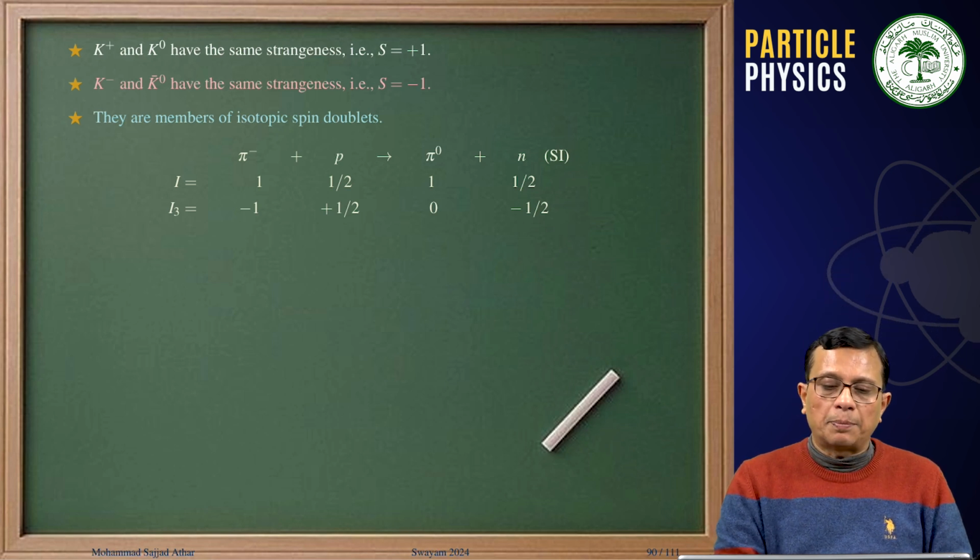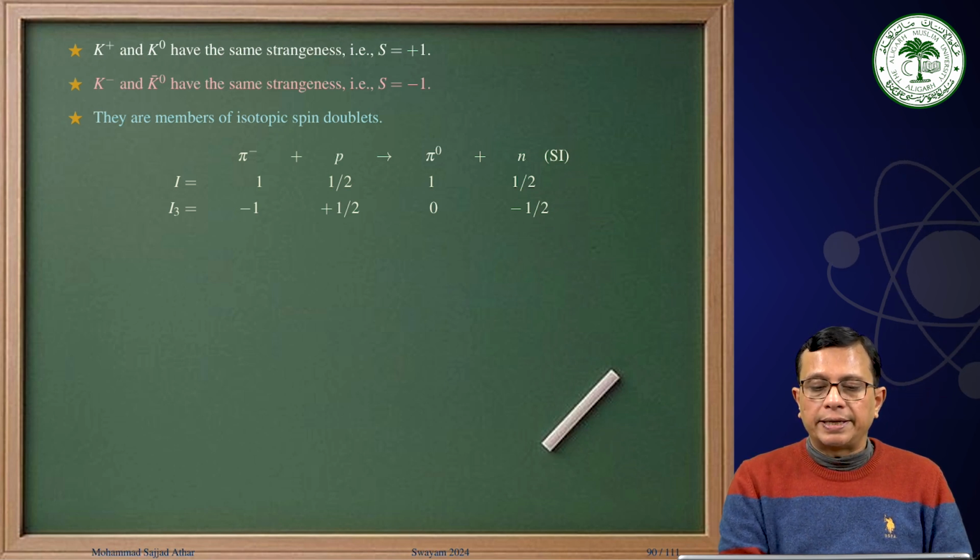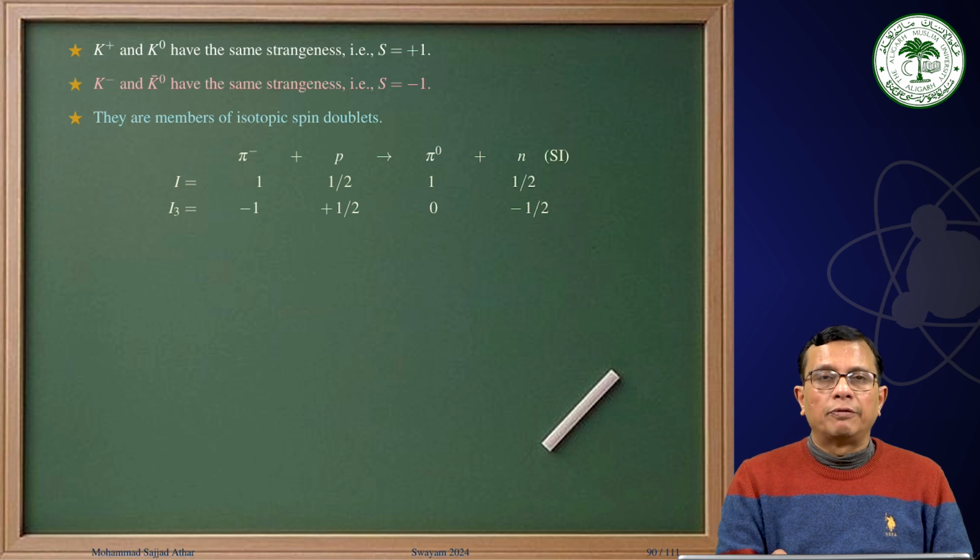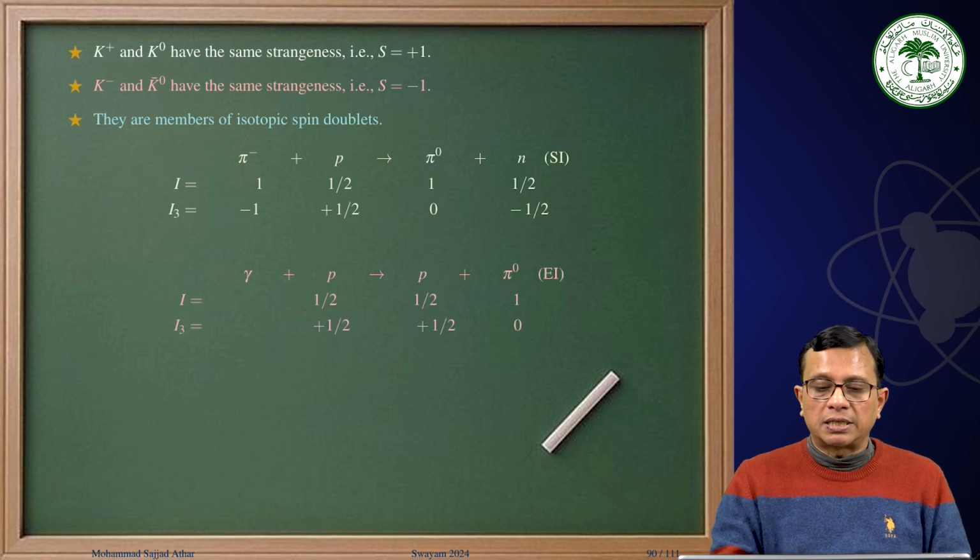Here I have taken the example of pi minus plus p going to pi 0 plus n. As you can see that I is getting conserved as well as I3 is also getting conserved. Therefore, this process will be a strong interaction process. Similarly, let us take another example: gamma plus p going to p plus pi 0.